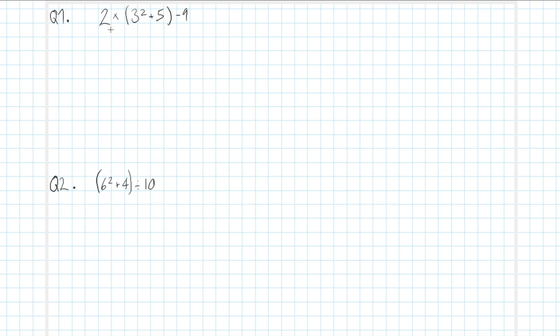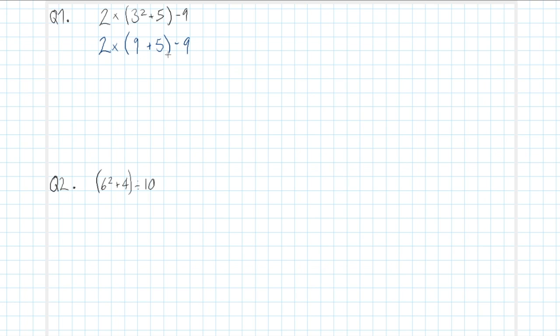Question 1, 2 times by, in brackets, 3 squared plus 5 minus 9. So BIDMAS, brackets, we have some brackets here, and we're looking inside the brackets doing that first. Well, inside the brackets there are no more brackets, so we do indices. So it's 3 squared first. So outside the brackets 2 remains the same, 3 squared is 9, 5 remains the same, everything else remains the same.